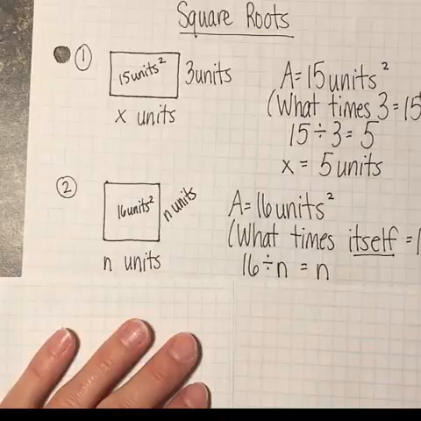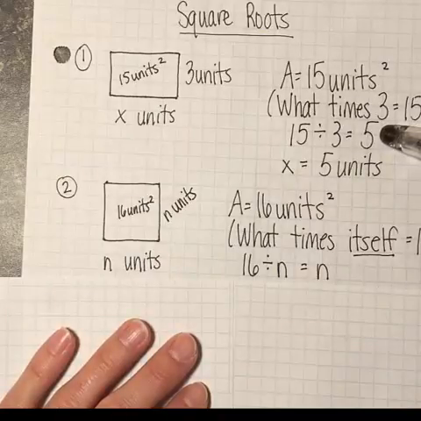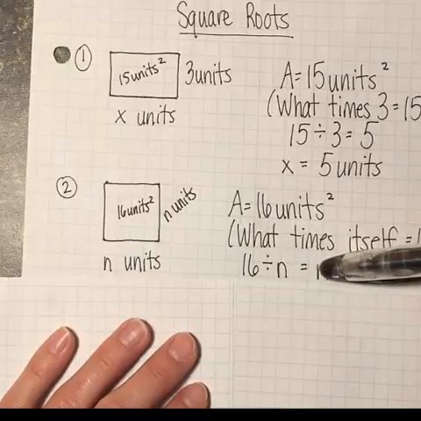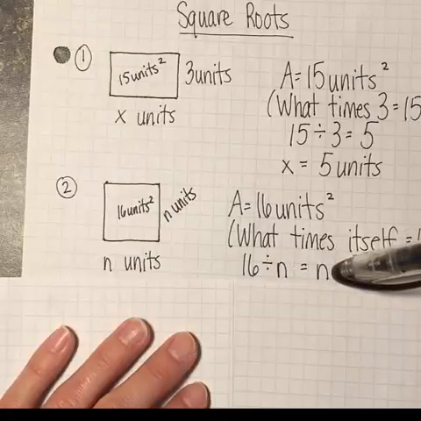We can do like we did in example number 1, where we set up a division problem, but that doesn't really help us because we have two variables here. So we have the same variable twice. 16 divided by n equals n. That doesn't really give us any help.